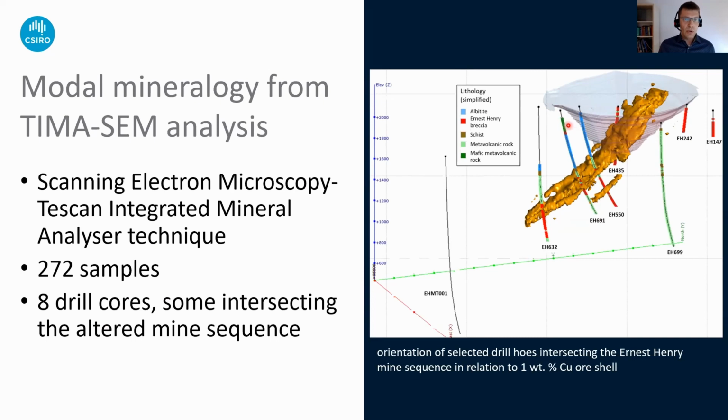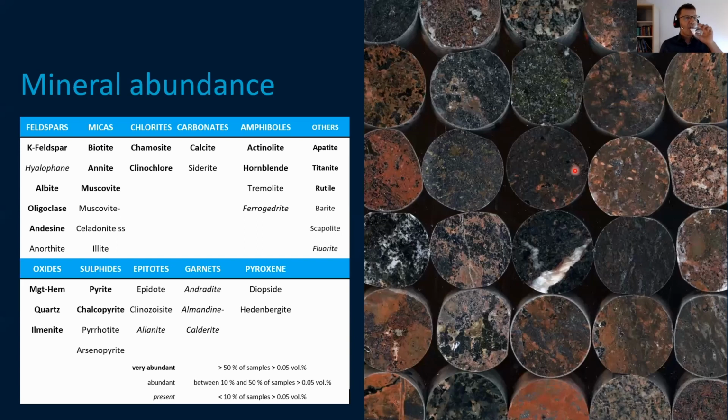I'm going to show you results from one drill hole just because the others more or less show similar things, depending on where you sit in the alteration envelope. So we're going to look at data from this drill core, EH691. Here you look at the scanned sample surface. This surface was scanned by the SCM TEMA approach, and the sample diameter is roughly 2.4 centimeters.